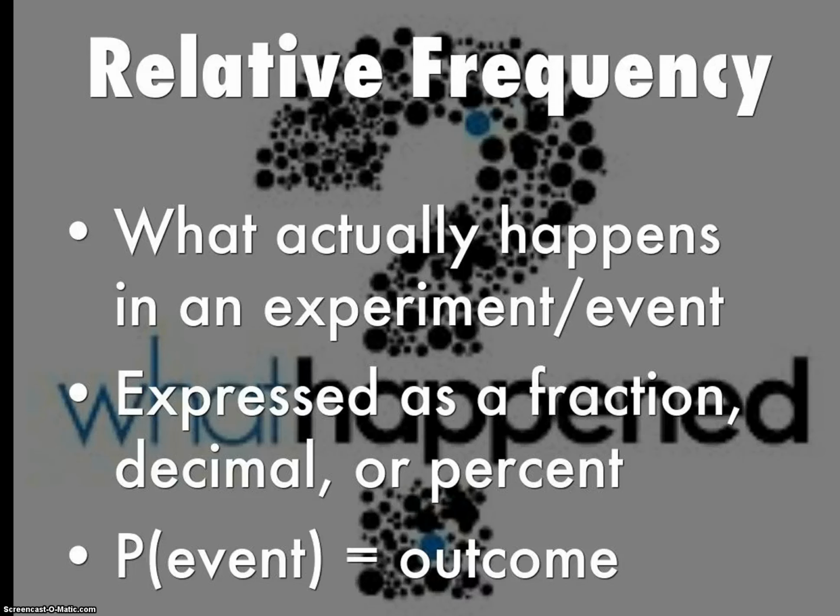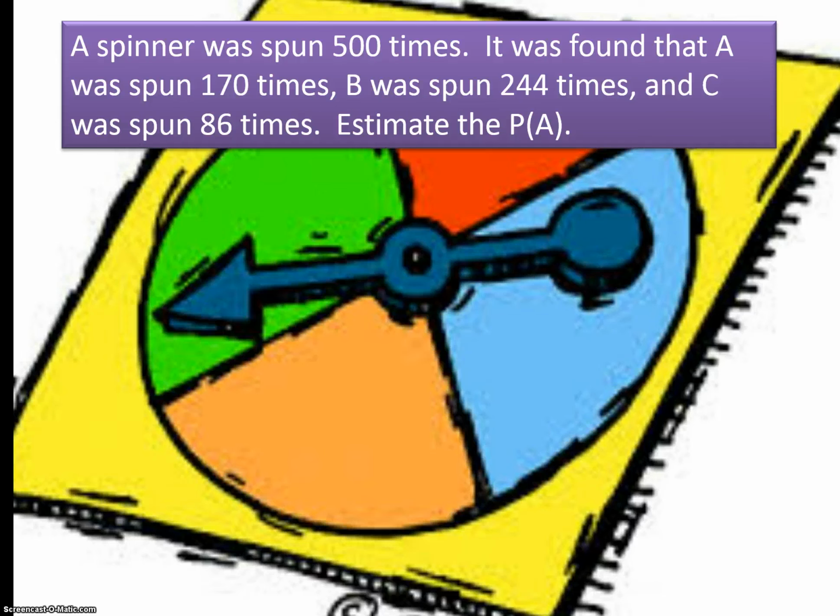So let's do this. A spinner was spun 500 times. So how many times in all? You got it, 500. It was found that the A occurred 170 times, the B 244, and the C 86.